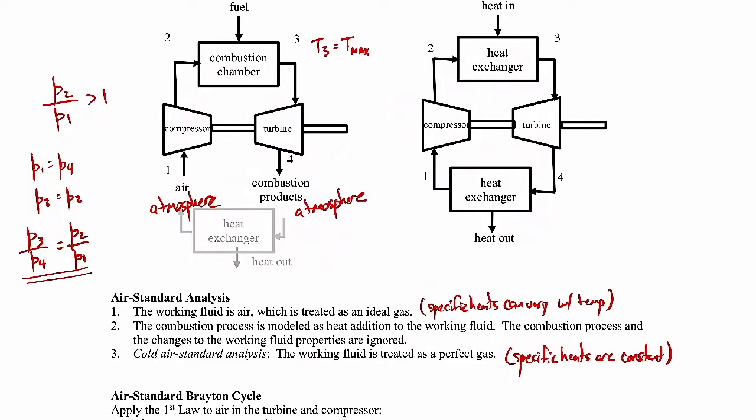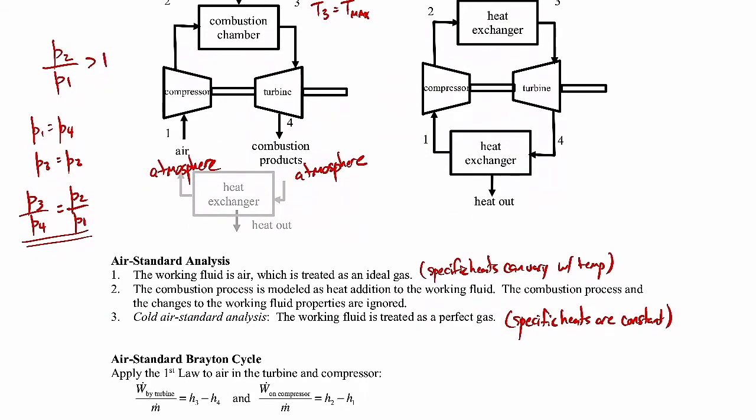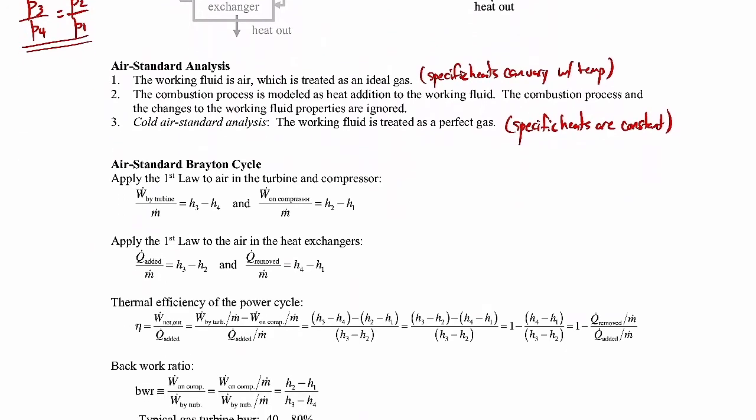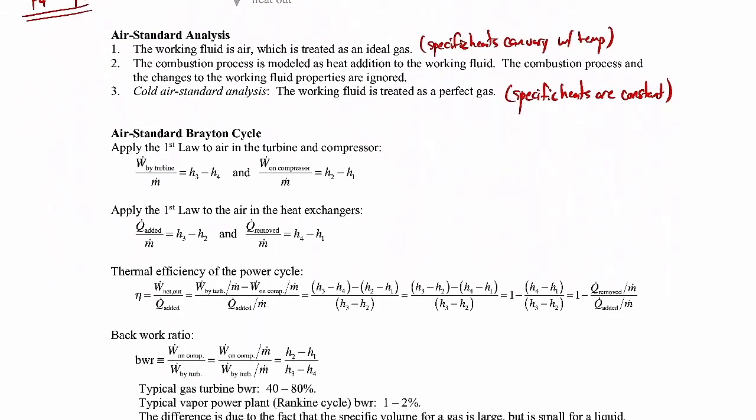Nevertheless, we do sometimes make this cold air standard analysis just so we can gain some understanding of what parameters might be important, what kind of trends we're going to have, that sort of thing. But numerically, you're better off just using an air standard analysis where the specific heats can vary. To analyze the performance of this Brayton cycle, we'll use our usual approach. We can draw control volumes around the turbine and the compressor and apply the first law.